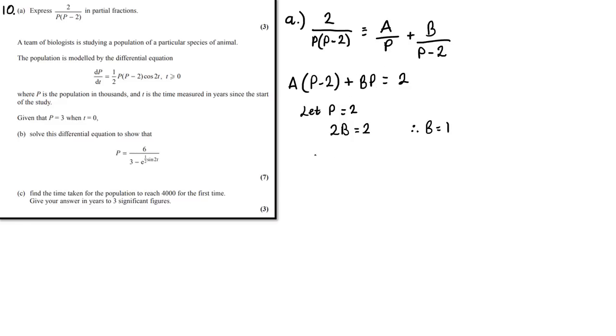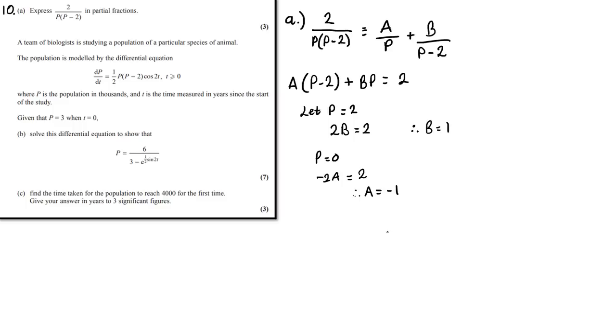Okay, so if p equals 0, this disappears, the b disappears, and that's 0 minus 2 times a, so I get minus 2a is equal to 2. Okay, so minus 2a is equal to 2, and in that case we just divide both sides by minus 2 to get that a is equal to minus 1.